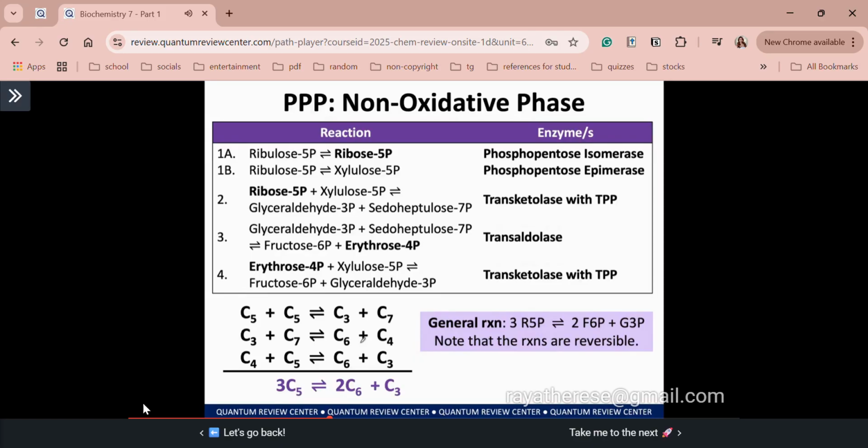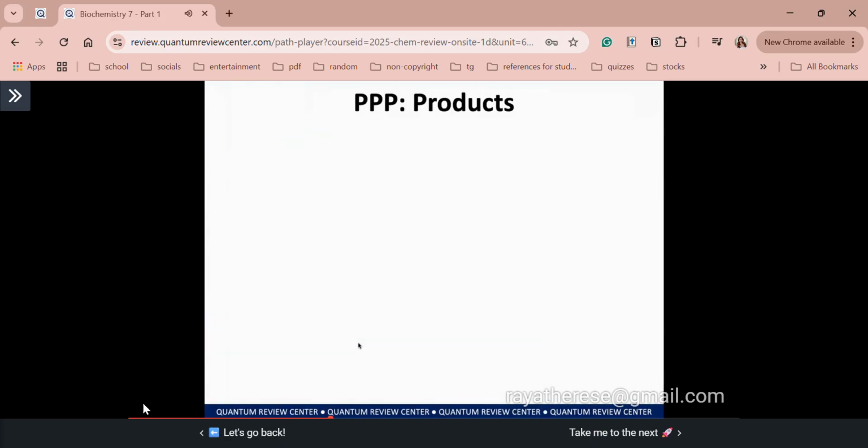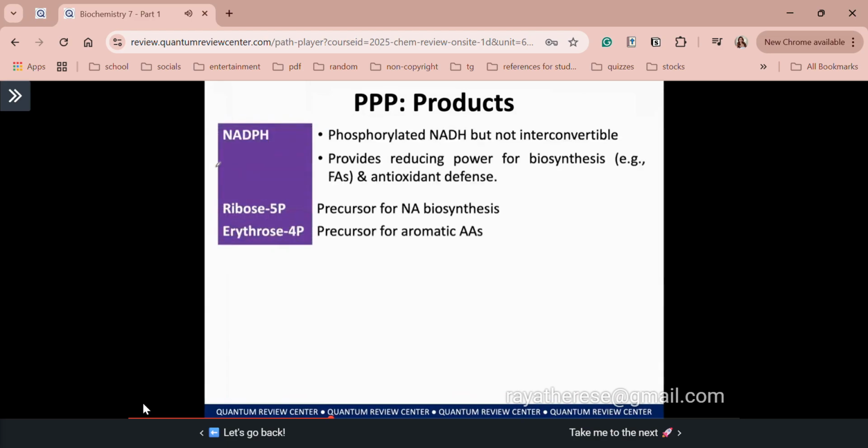Now, we sum up our products here in our pentose phosphate pathway, both for our oxidative and non-oxidative phase. Class, get ready. Again, we have 3 products. First one is from your oxidative phase, NADPH as a form of reducing equivalent. Right? So again, class, it is different from our NADH in a way that in its structure, it is phosphorylated. But again, it's not interconvertible with your NADH. Again, they have different functions in our biological system. Its main function is to provide reducing power for different functions, for instance, biosynthesis and antioxidant defense.